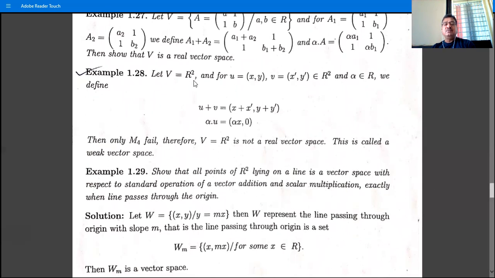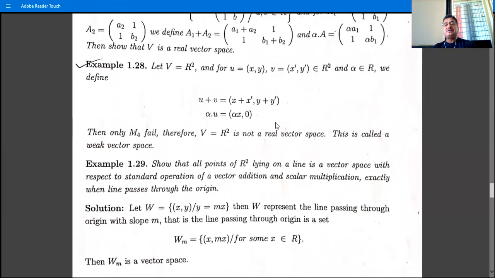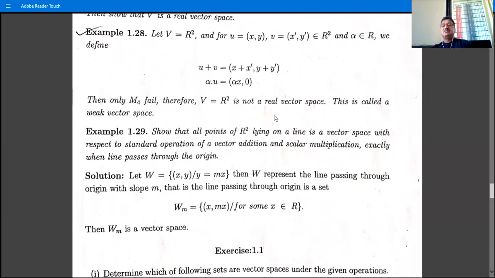And this V is R2, and addition is defined like this. This is usual addition, but scalar multiplication is what? Alpha is 0. So the M4 property fails. 1 into U bar is not equal to U bar, because 1 into U bar is 1. Suppose U bar is (1, 2), (3, 4), and then if you take 1 into U bar using this, it is not (2, 4), it is (2, 0). So 1 into U bar is not equal to U bar, and therefore V equal to R2 is not a real vector space with respect to these two operations. This is called a weak vector space.